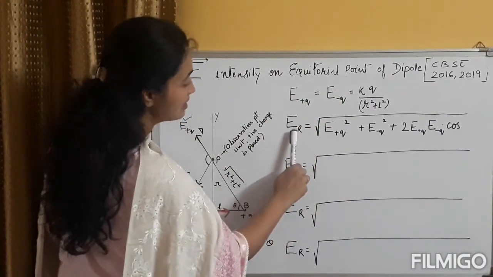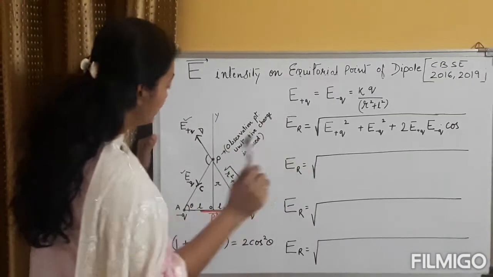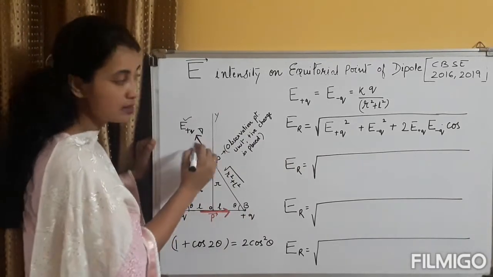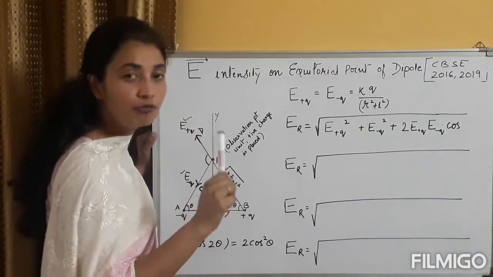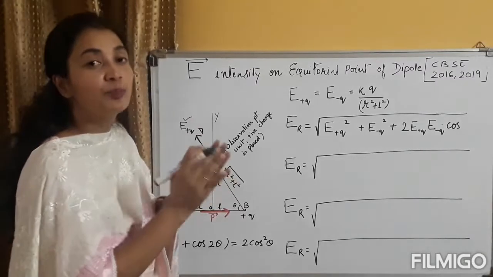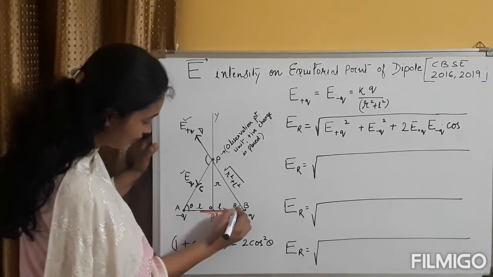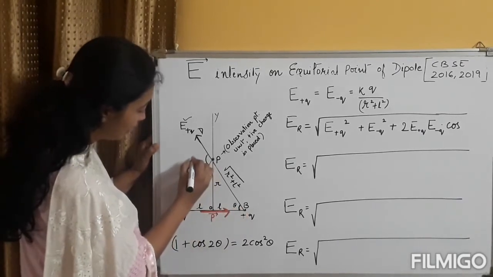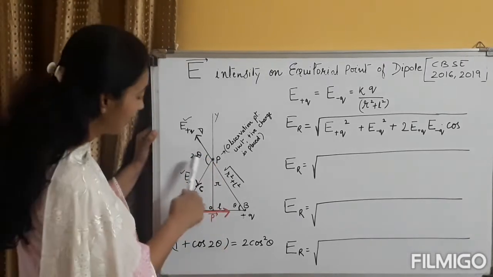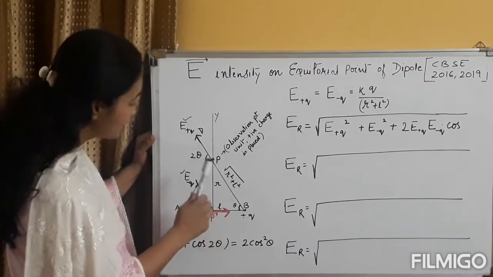As I told you, E resultant. We are using parallelogram law of vector addition. For that, these are the two vectors, E plus Q, E minus Q. These are the two vectors. In order to apply parallelogram law of vector addition, we have to know the direction or the angle between the two vectors. Now, this angle we have taken as theta, this is angle theta. So this angle is automatically going to be 2 theta. Exterior angle is equal to sum of interior opposite angles. So this angle is 2 theta.